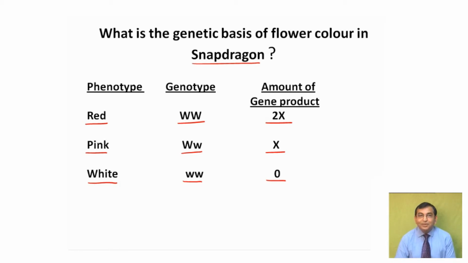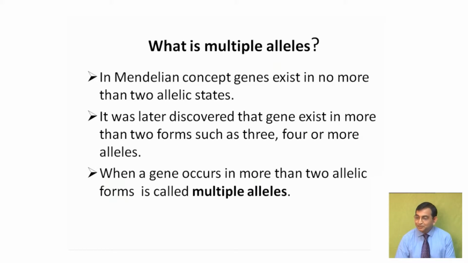Next comes multiple alleles. What are multiple alleles? In Mendelian concept, genes exist in no more than two allelic states. There are only two alleles present. It was later discovered that a gene exists in more than two forms, that is 3, 4 or more alleles. When a gene occurs in more than two allelic forms, it is called multiple alleles.